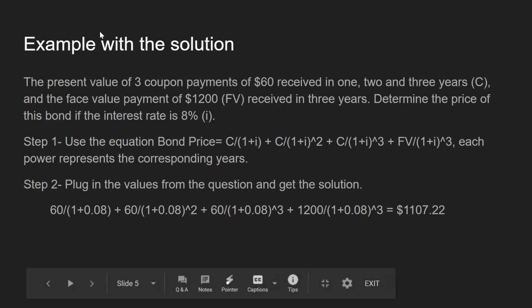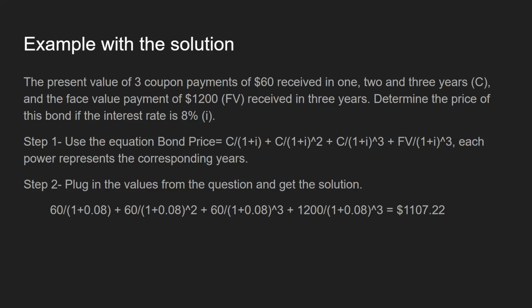So here's the example I created with the solution. So the present value of 3 coupon payments of $60 received in 1, 2, and 3 years. So that's your C value, and the face value payment of $1,200, your FV value, received in 3 years. So determine the price of this bond if the interest rate is 8%, which is your I value.